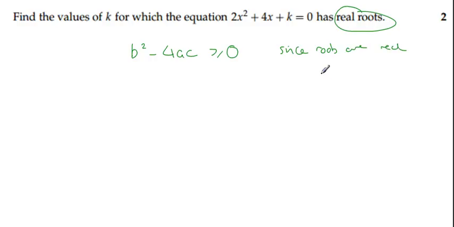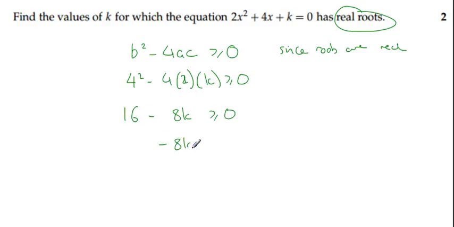Okay, for both those situations, greater than 0 when they're real and distinct, and equal to 0 for when they're real and equal. And then we're just solving that inequality. So 4 squared minus 4 times, oh, it's 2 there, sorry, not 1, times k is greater than or equal to 0, which is 16 minus 8k is greater than or equal to 0. So minus 8k is greater than or equal to negative 16. And when you divide by the negative 8, my inequality is going to turn around, so k is less than or equal to 2.